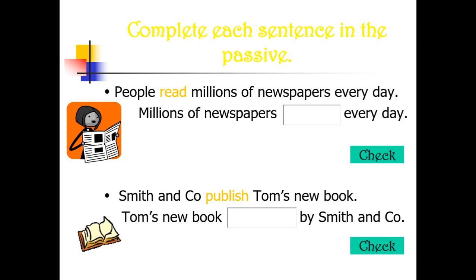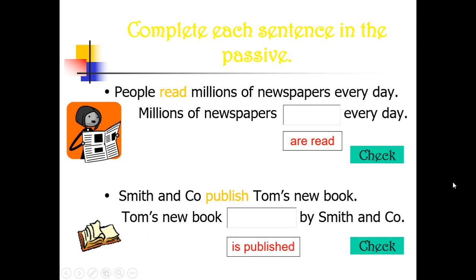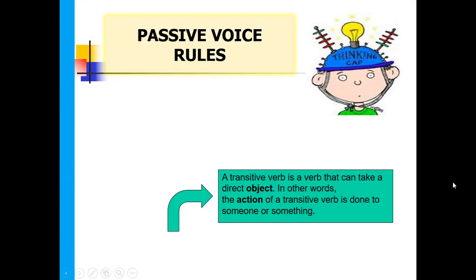People read millions of newspapers every day. This is an active sentence. And when we want to transform this statement into the passive one, it is as follows. Millions of newspapers are read every day. Smith & Co. published Tom's new book. Tom's new book, let's check, is published by Smith & Co.